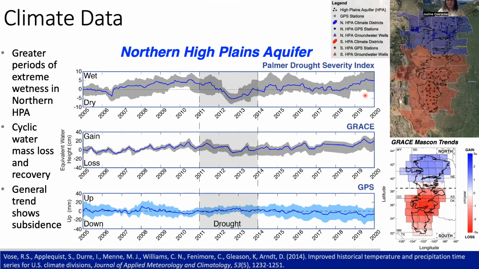So next, we wanted to take a deeper dive into signals specifically located in the High Plains Aquifer. For the Northern Aquifer, we gathered 28 GPS time series, 28 GRACE mascon time series, and 16 PDSI time series for climate districts intersecting or within the High Plains Aquifer bounds before averaging them to see what the overall trends were. So for the Northern Aquifer, the PDSI data indicate that there are more frequent periods of extreme wetness, which is on this side of the zero line. There's cyclical water mass loss and recovery shown by GRACE, with more periods of mass gain than mass loss. And then in general, the GPS trend shows subsiding.